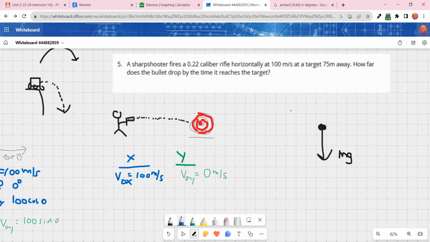We know the mass of the rifle. You're right, but actually that's not the mass, that's the caliber. Caliber is like how strong the rifle is. But even if it were the mass, this is a kinematic problem, and kinematics doesn't really deal with masses that much. That wouldn't be important information. But what else does it tell us? Delta X is what? 75 meters.